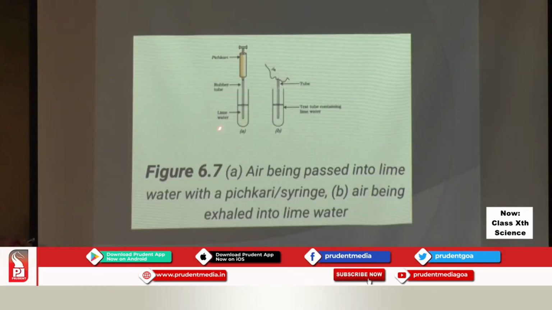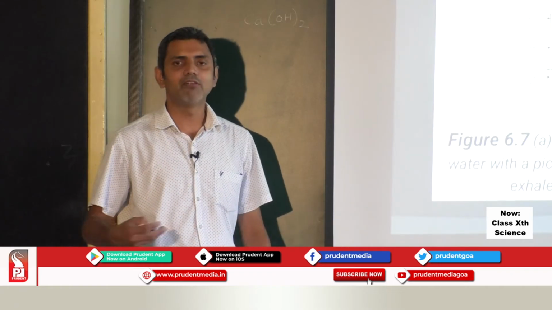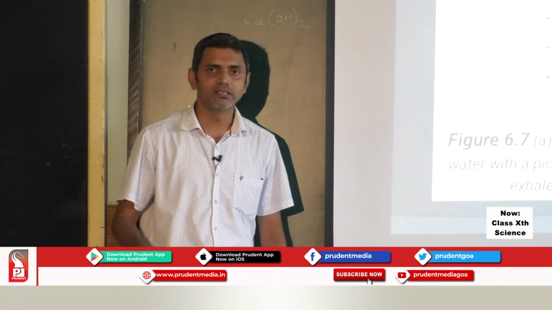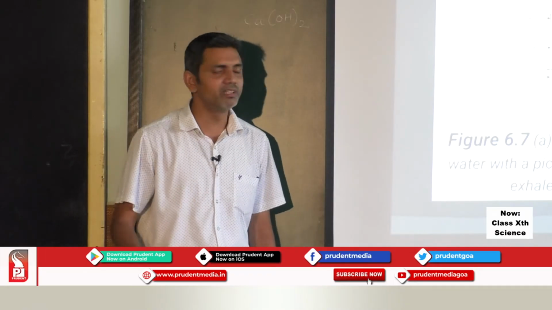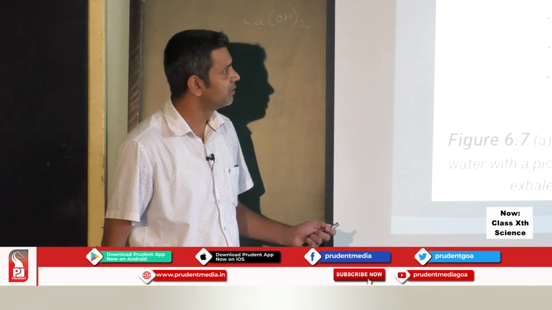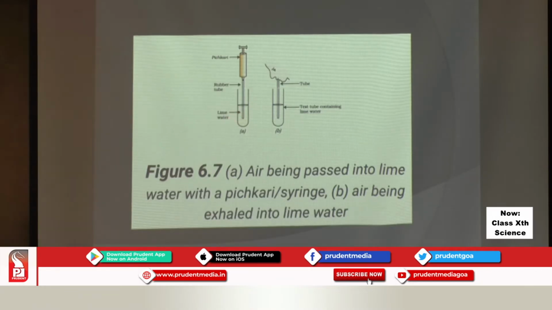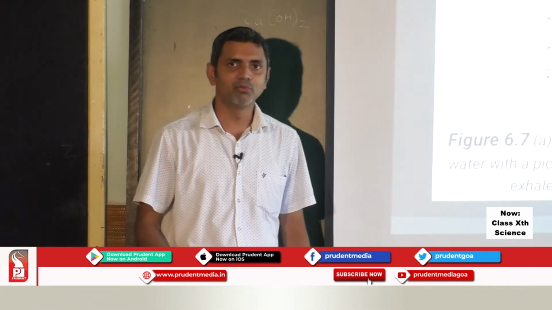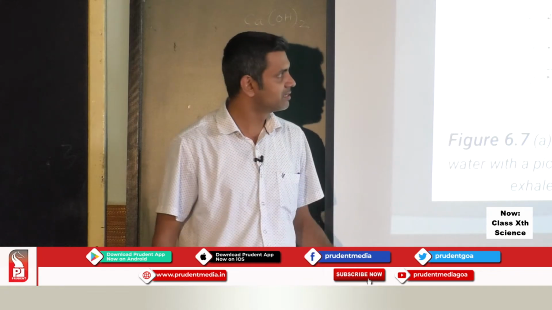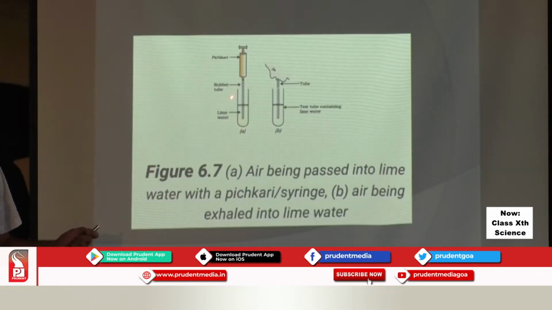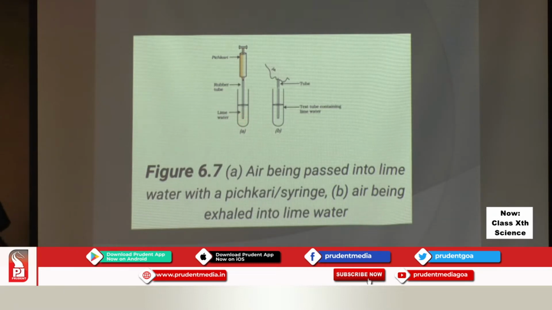But in the first test tube, more time will be taken to turn this lime water milky, and in the second test tube, that is test tube B, lime water will turn milky quickly as compared to lime water in test tube A. When we blow air, more carbon dioxide is given out, keep in mind, and in this case less carbon dioxide enters the lime water.